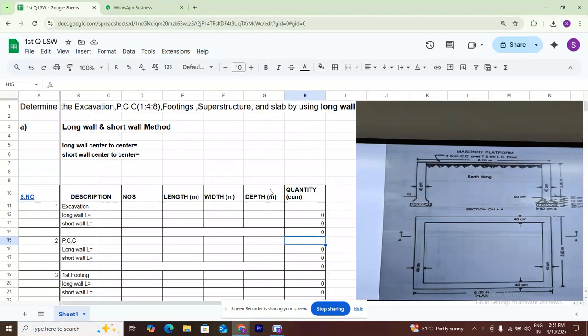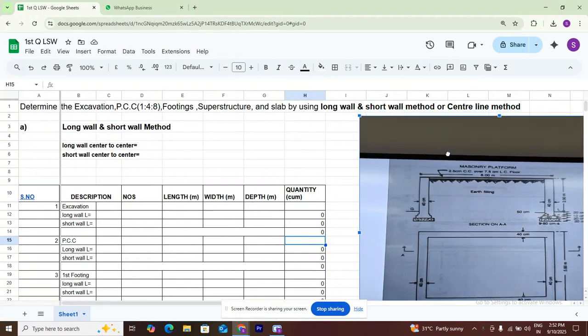Today we discuss the long wall and short wall method. In the previous class we discussed the center line method for a one room building. Today's class is the same one room building, but using the long wall and short wall method. First we need to see the plan.